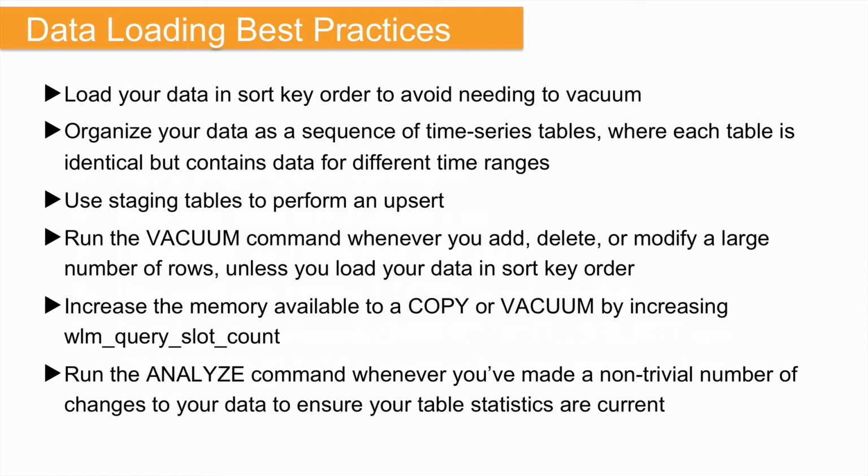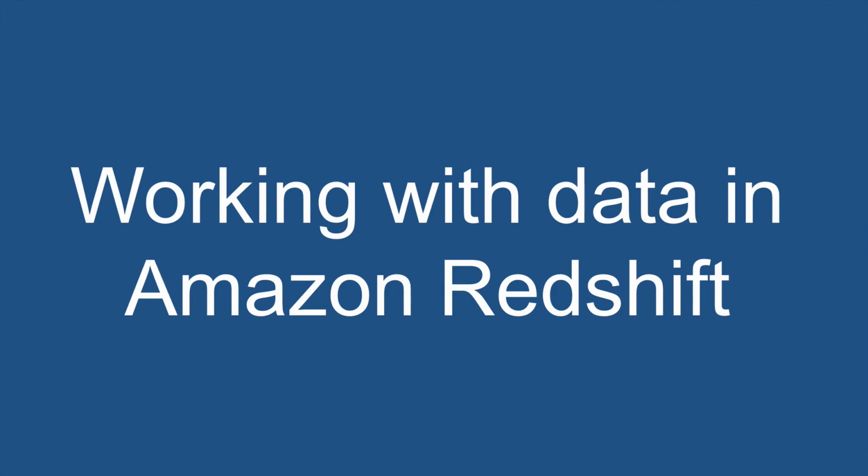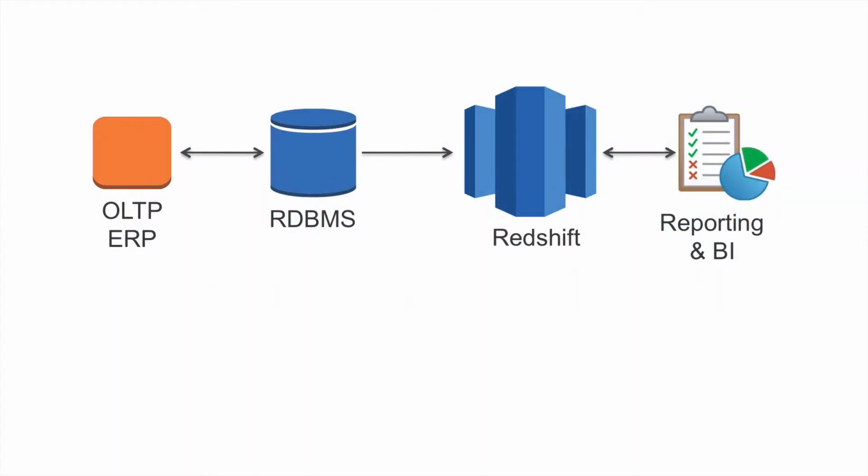So there's a few best practices there that you may want to download the materials for and review after the session today. So once you've got your data into Amazon Redshift, how can you work with it and what kind of tools are available to you? And this is just a sort of conceptual diagram which can show a typical data flow through an environment. You'll have your transactional data retained in your OLTP linked RDBMS system.